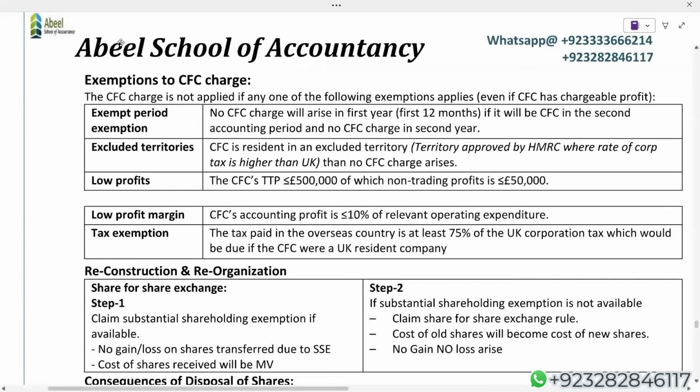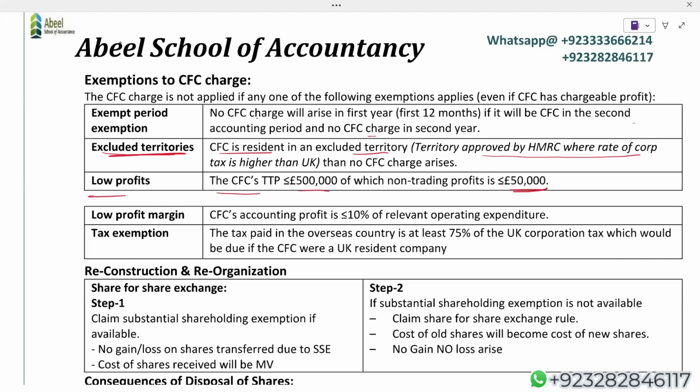Exemptions to CFC. Exempt period exemption: no CFC charge will arise in the first year, the first 12 months. If there is a CFC in the second accounting period and no CFC charge arises in the second period, then your first period will also be exempt. Excluding territories: the CFC is resident in an excluding territory, a territory approved by HMRC. Lower profit: if the CFC taxable total profit is less than or equal to 5 lakh, of which non-trading is less than or equal to 50,000, again no CFC charge will arise.